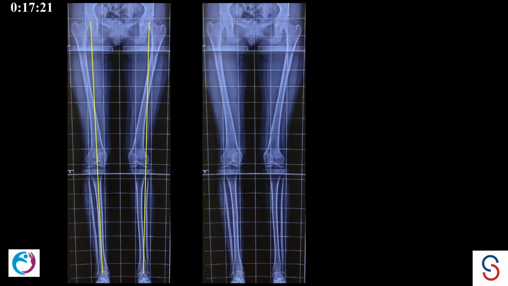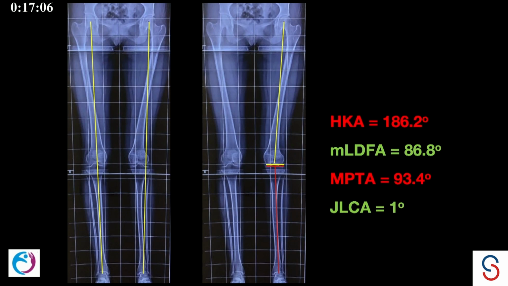That's her AP standing scanogram. So if you see on the left side, the Mikulicz line passes lateral to the lateral tibial spine. So there is obvious valgus deformity on the left side. That's her LDFA, that's her MPTA calculation, and we calculated these. We found that the hip knee axis was 186, so there's almost about 6 degrees of valgus. However, surprisingly, and this is the first time that I encountered this, her MPTA was elevated. It was 93.4. That meant that the entire valgus was arising from the tibia and not from the femur.